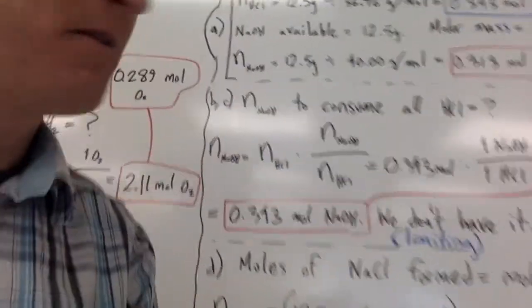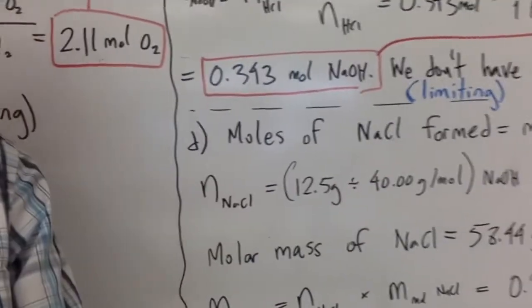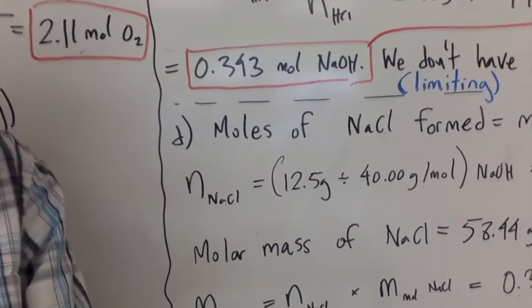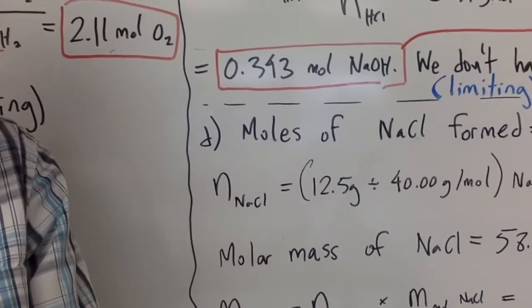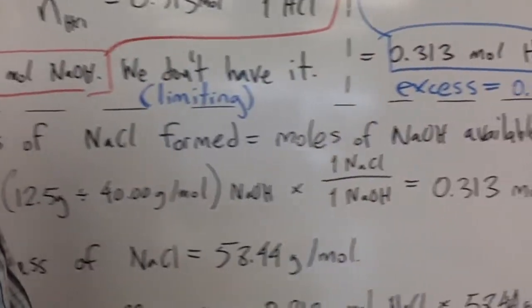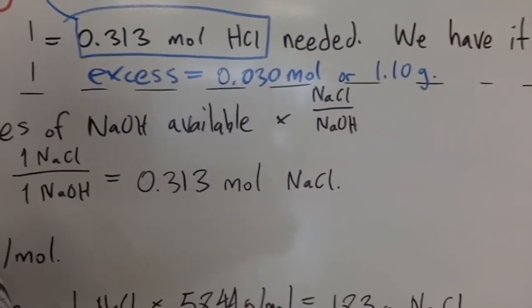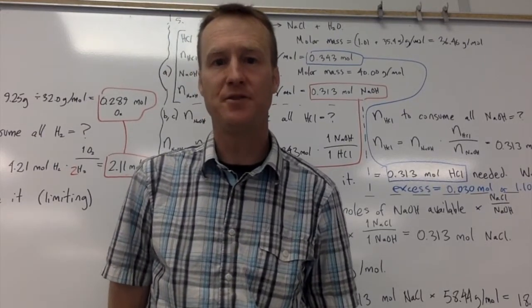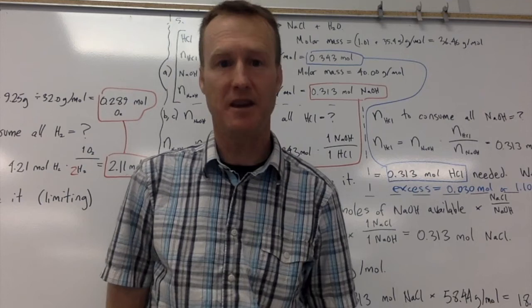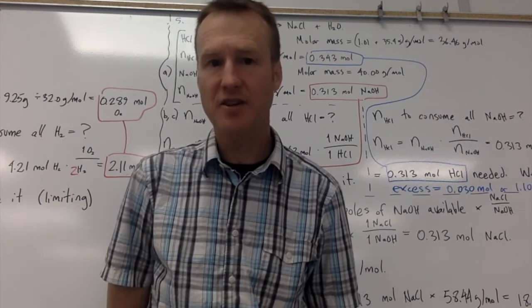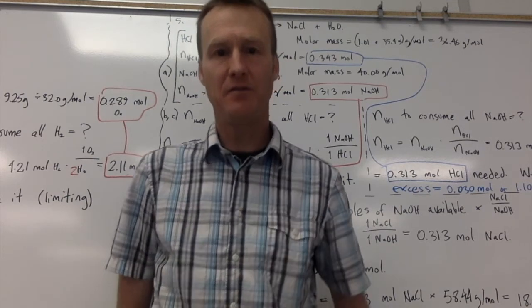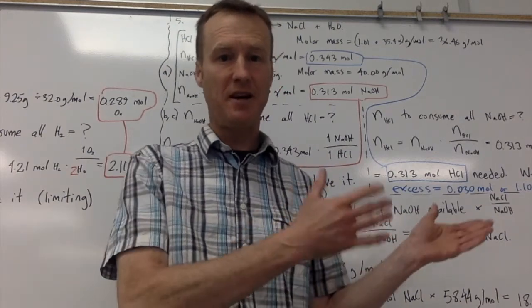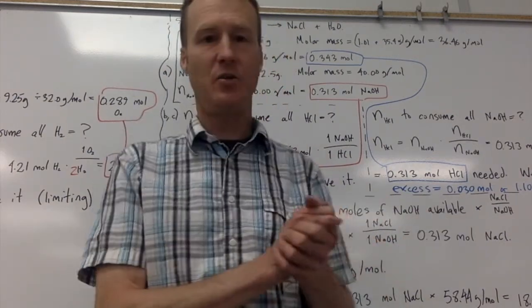So the next question is moles of NaCl that are formed. This is part D right here in the center of the screen. It equals the moles of NaOH available times the NaCl per NaOH. In other words, the amount of sodium chloride that gets made is going to be determined by the amount of sodium hydroxide that there is available to make it in the first place. There is going to be extra HCl left over, but what determines how much salt gets made is the NaOH.